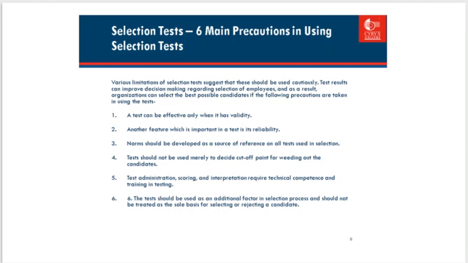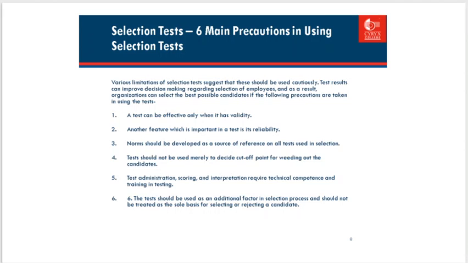Fifth, test administration, scoring, and interpretation require technical competence and training in testing. Therefore, tests should be handled by properly trained and competent people. In fact, some of the standardized tests insist that their use be restricted to registered approved users only so that these are not used for the selection, which may give horrible results.